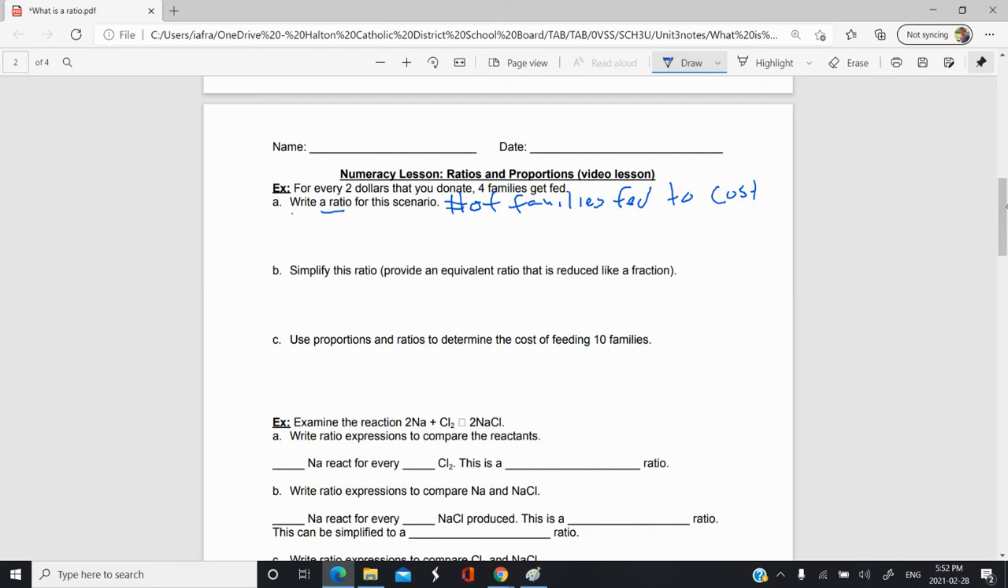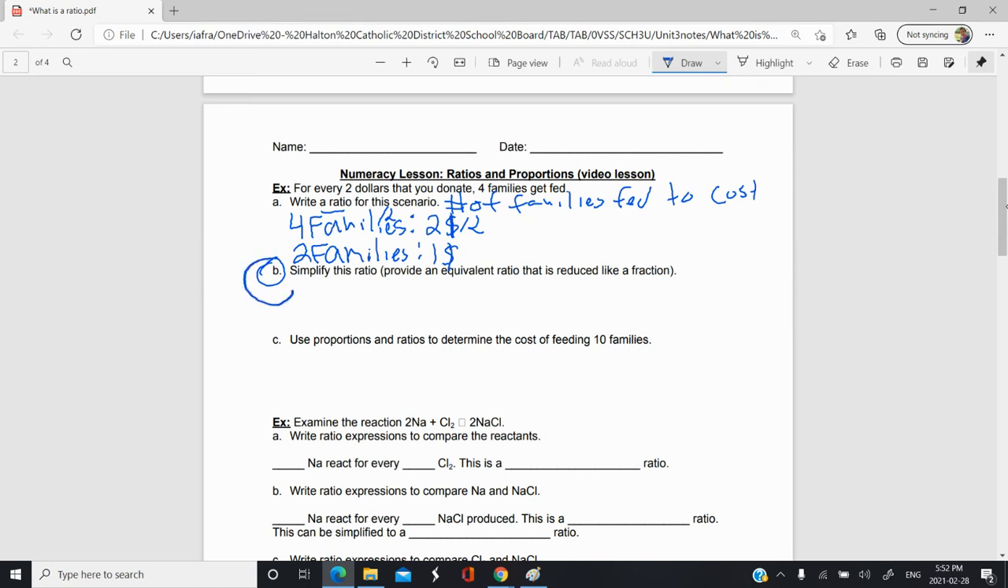So let's say for every 4 families can be fed for every $2. I'm putting dollars after just, again, because I want to treat it like units. So 4 families for every $2. Now, usually the practice is you try to reduce the ratio to simplify it as much as possible. So here I can divide both sides by 2. Divide by 2. And I get, so 2 families for every $1 that I donate. So I can feed 2 families for every $1 that I donate.